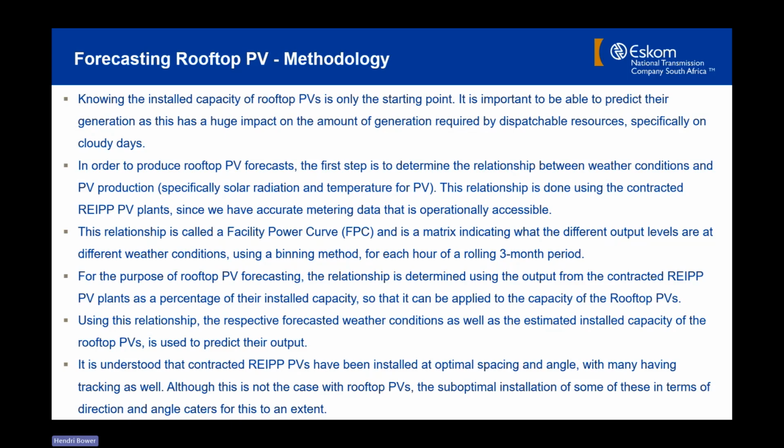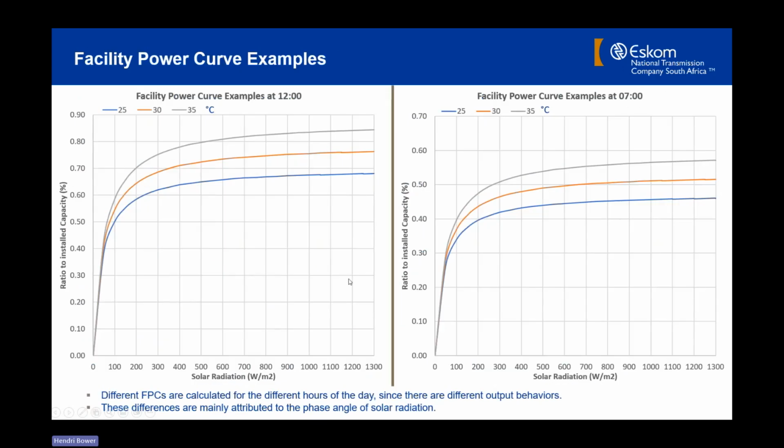So to a large extent, this effect is catered for, which adds credibility to the rooftop PV forecasting that I'm doing. Just looking at these facility power curves, I wanted to put this in perspective. With a lot of interaction, especially overseas, a lot of people look at facility power curves as a single matrix. But what I noticed when looking at the data and doing the modeling is that the facility power curve is actually different for different times of the day, which makes sense.